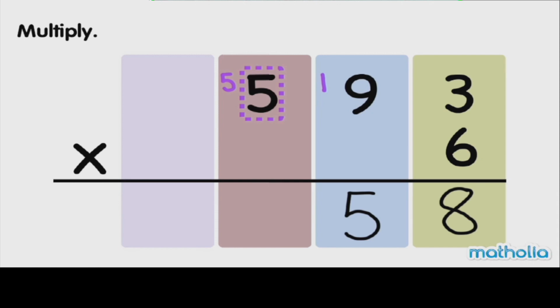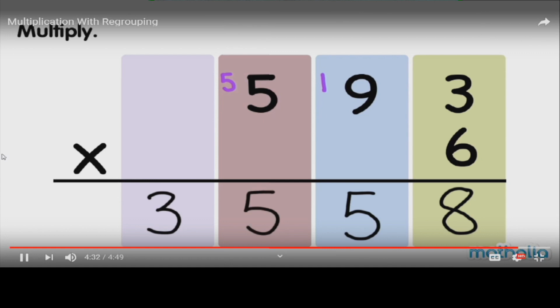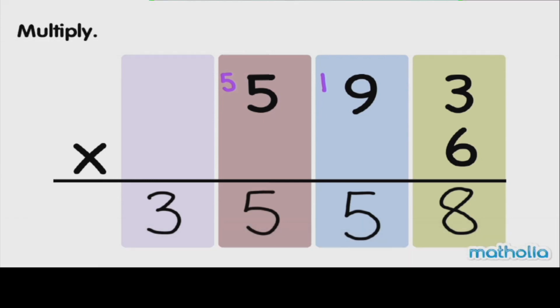Multiply the hundreds by 6 and add the regrouped hundreds. 5 hundreds times 6 equals 30 hundreds. 30 hundreds plus 5 hundreds equals 35 hundreds. Regroup 35 hundreds into 3 thousands and 5 hundreds. 593 times 6 equals 3,558.